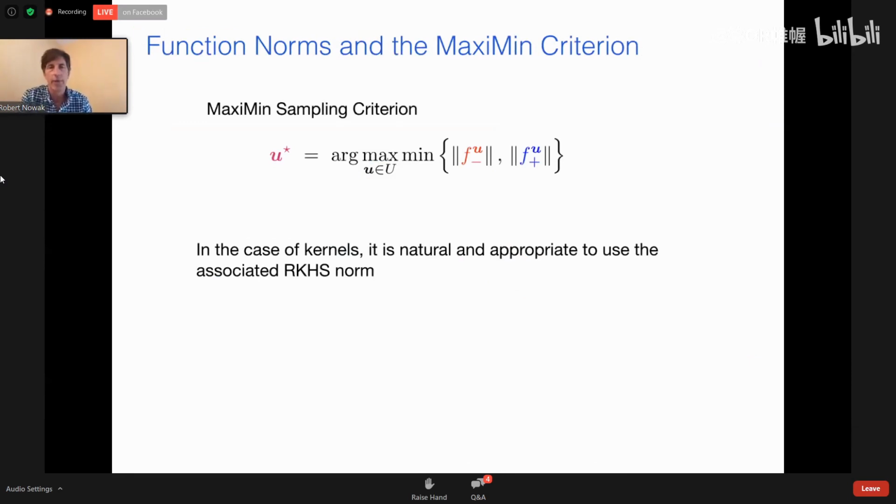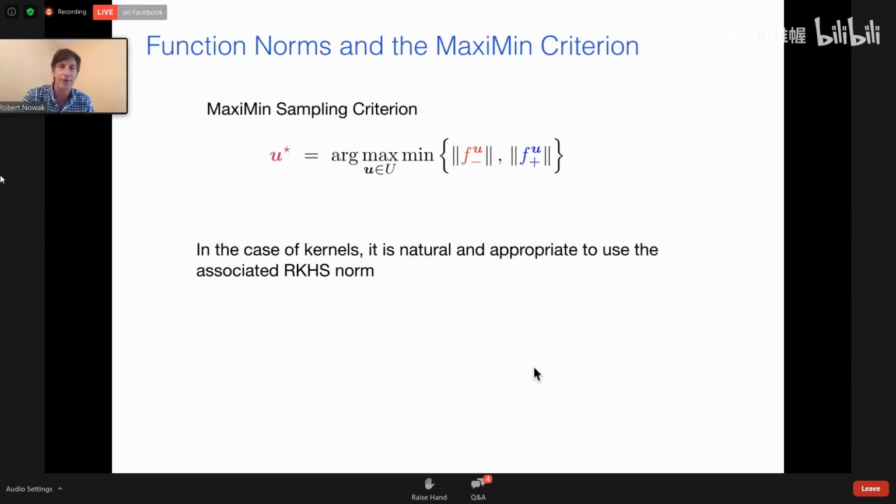So I want to talk about this idea of the function norms and the maximin criteria. The choice of the function norm is pretty important. Obviously, if I choose a different norm, I'm measuring regularity or smoothness in a different way. So what's the right norm to use? In the case of kernels, it's pretty natural. We'll just use the associated reproducing kernel Hilbert space norm.